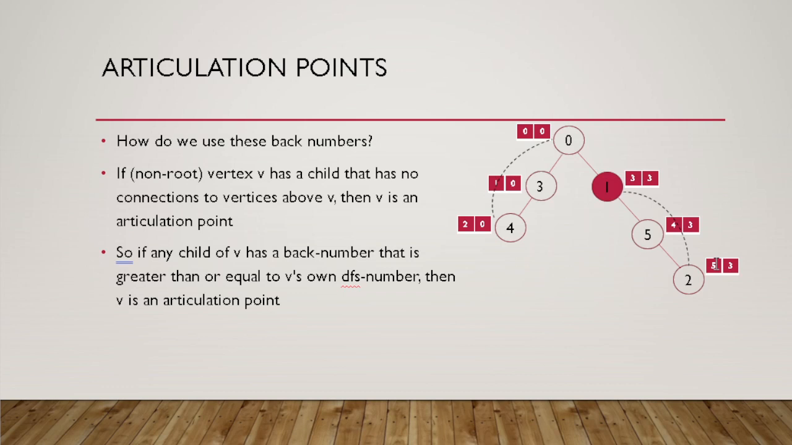When we look at 5, does it have any children whose back numbers are greater than or equal to its own DFS number? Well, its own DFS number is 4, and its child's back number is 3, so that 3 is not greater than or equal to 4, so 5 is not an articulation point.